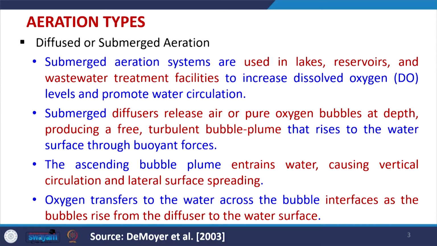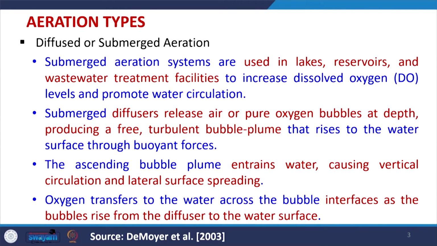This type of unit is highly used in lakes, reservoirs, as well as in treatment plants. Submerged aeration systems are used in lakes, reservoirs or wastewater treatment facilities to increase the dissolved oxygen levels and promote water circulation. This is called a submerged aeration system.